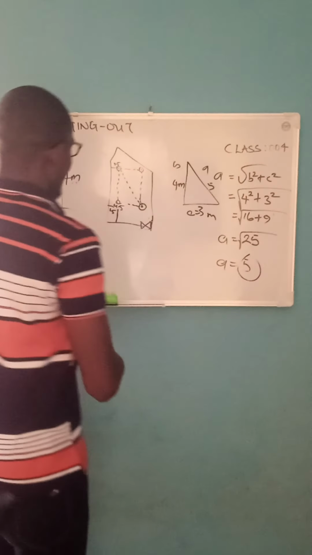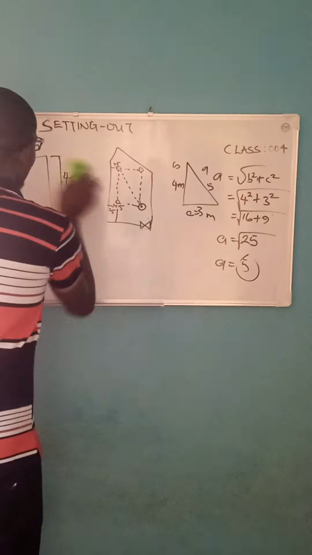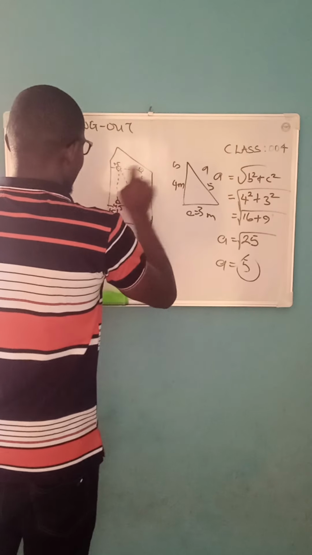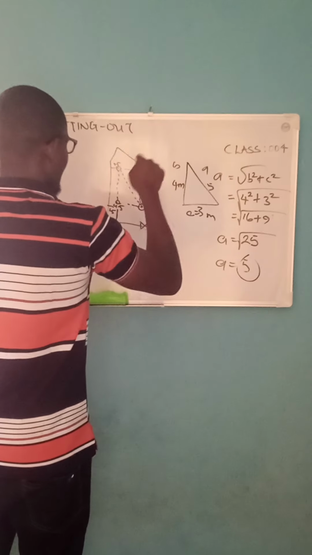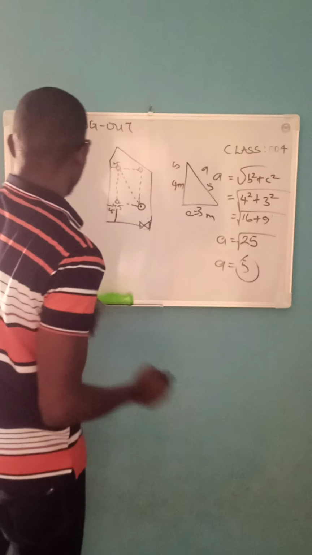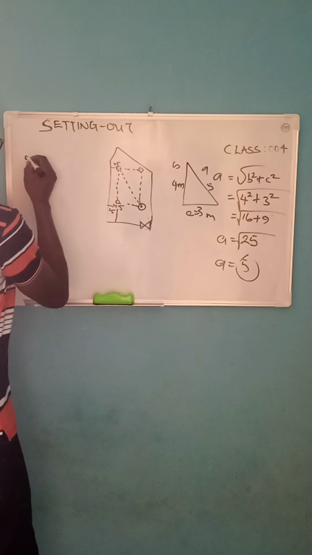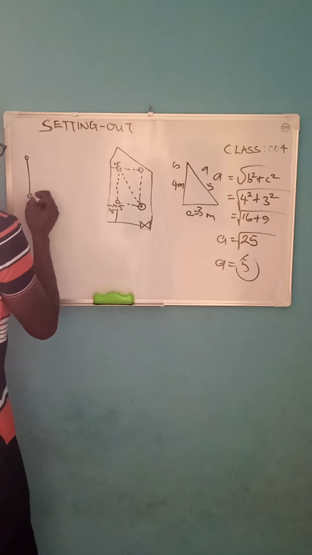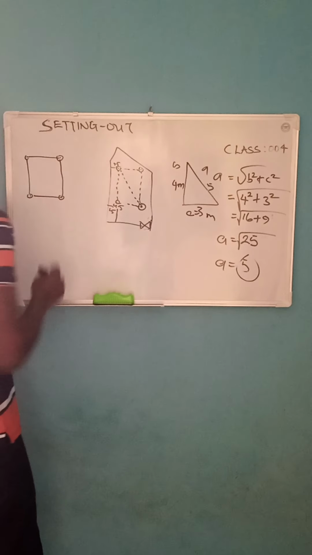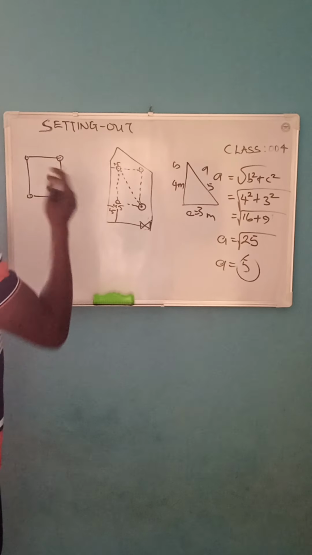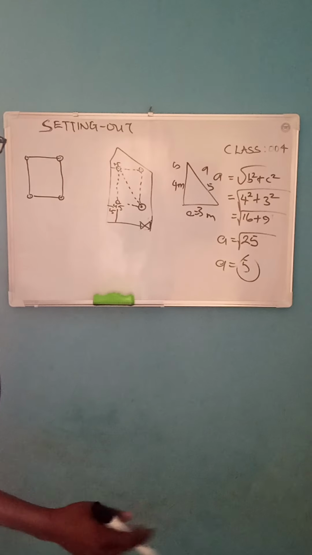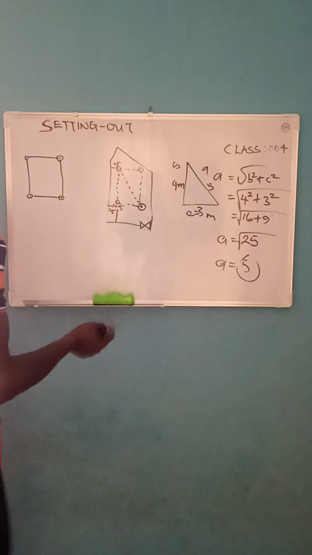After you might have done this, say you have gotten the four pegs, then this is your building line. This is your building line. You know where the external walls of the building will run. And after that, from the drawing, you have gotten this. You need to bring out your profile, where you transfer these points to, before you can start bringing out the dimensions in the drawing.